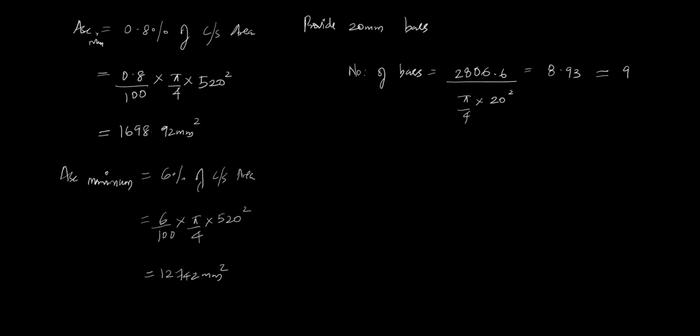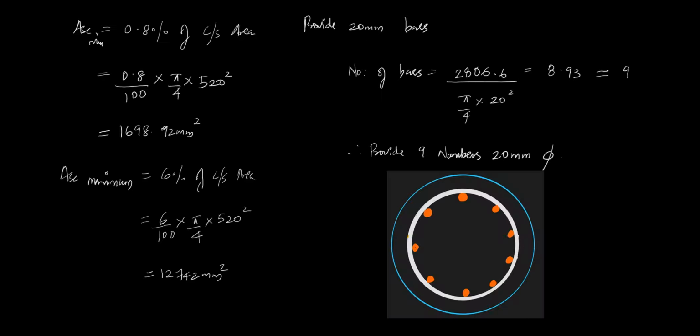So I will provide 20 mm bars. The number of bars required is 9. For a circular column, the minimum number of bars required is 6, so that is satisfied. So I will provide 9 numbers of 20 mm diameter bars. You can see here it will be provided this way, 9 bars. And the clear cover we are assuming as 40 mm, because the minimum nominal cover required for a column is 40 mm.